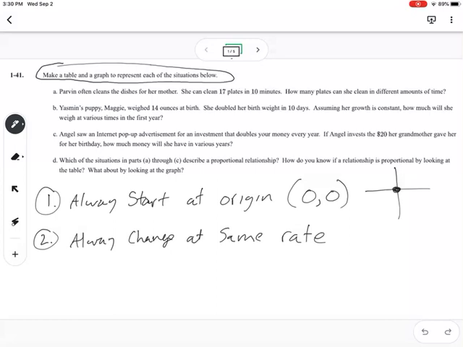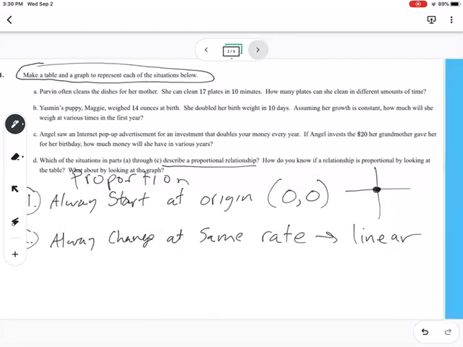I've written two important things about a proportion. So in order for it to be a proportion, which we're going to answer right here in D, it needs to start at the origin, meaning 0, 0, whatever the data might be, and then it's always going to change at the same rate, which means it's going to be a straight line, linear graph.